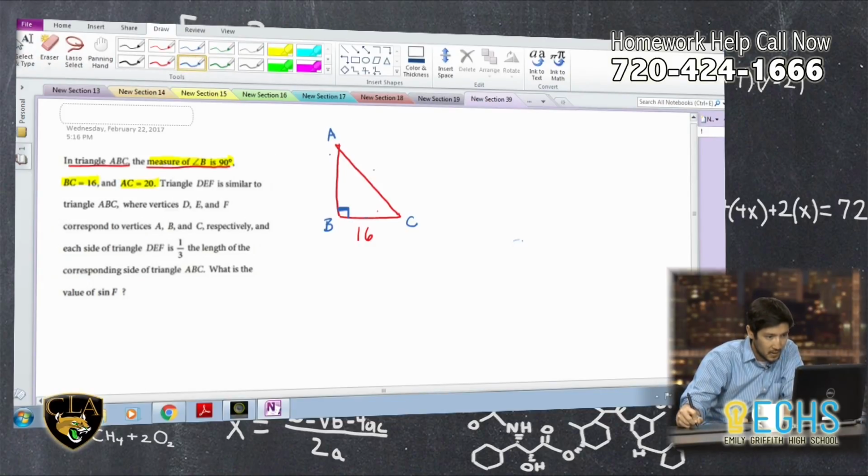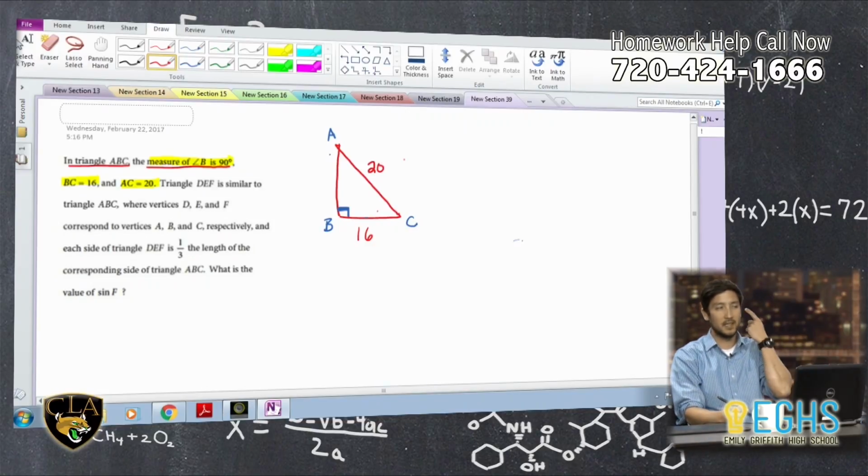So AC, and I'm noting as I do this that AC right here, which is 20, is the hypotenuse. That's sticking in my head as I work this out, especially because we know that this is going to have some trigonometry in the end.